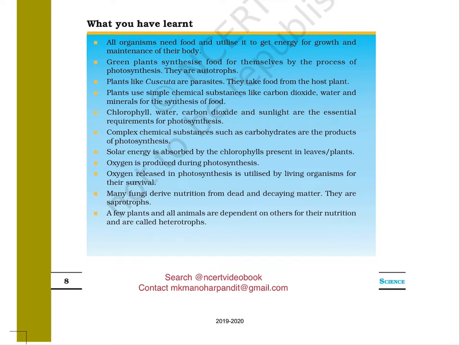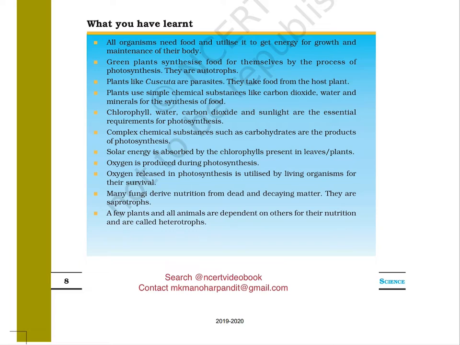5. Chlorophyll, water, carbon dioxide, and sunlight are the essential requirements for photosynthesis. 6. Complex chemical substances such as carbohydrates are the products of photosynthesis. 7. Solar energy is absorbed by the chlorophylls present in leaves or plants. 8. Oxygen is produced during photosynthesis.